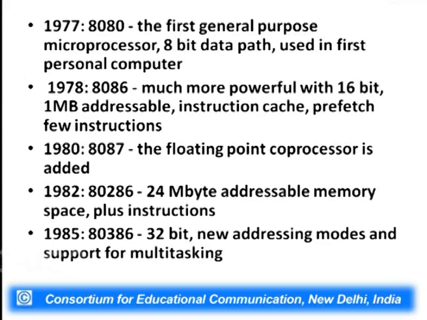Now, in 1982, the 80286 came into the picture, which had a 24 megabyte addressable memory space plus a larger number of instructions. 1985 saw the 80386, which was 32-bit. New addressing modes were introduced and it had support for multitasking.